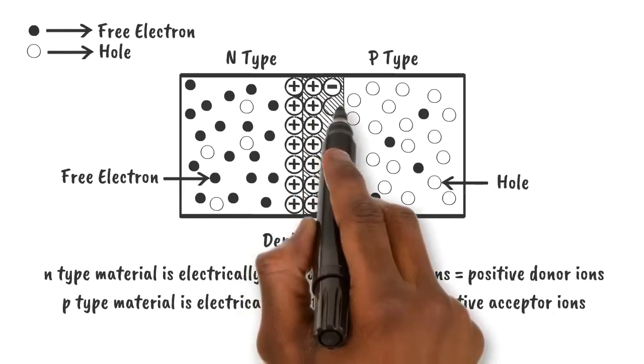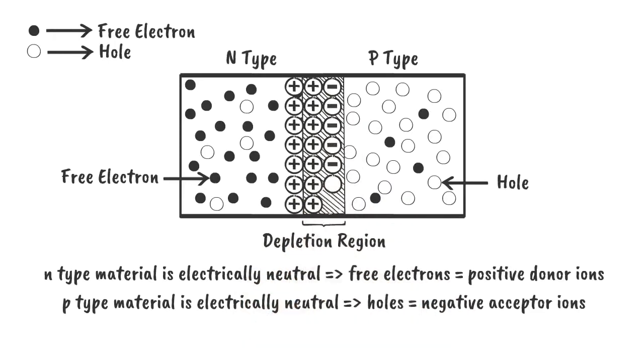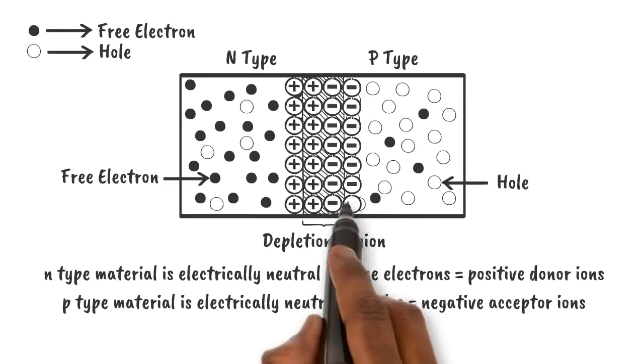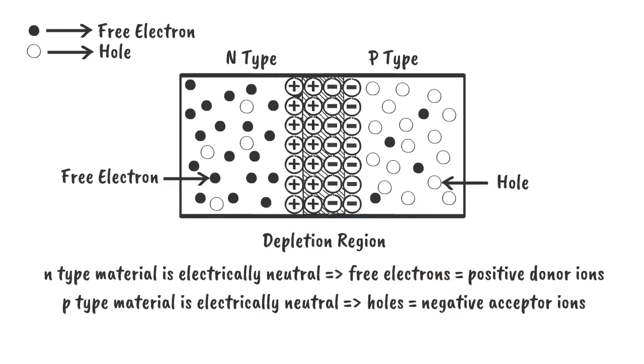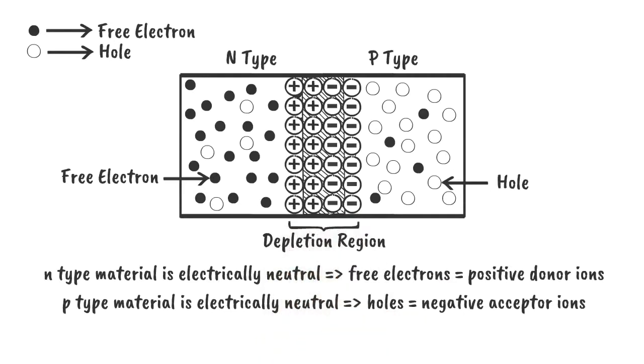After absorption of holes on the P-type side of the depletion region, uncovered negative acceptor ions will remain there. This region of uncovered positive and negative ions is called the depletion region due to the depletion of free carriers in the region.